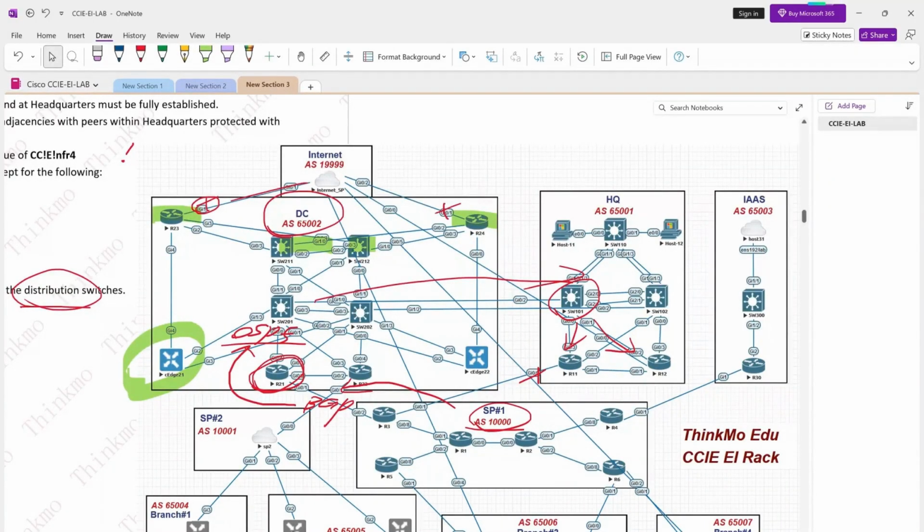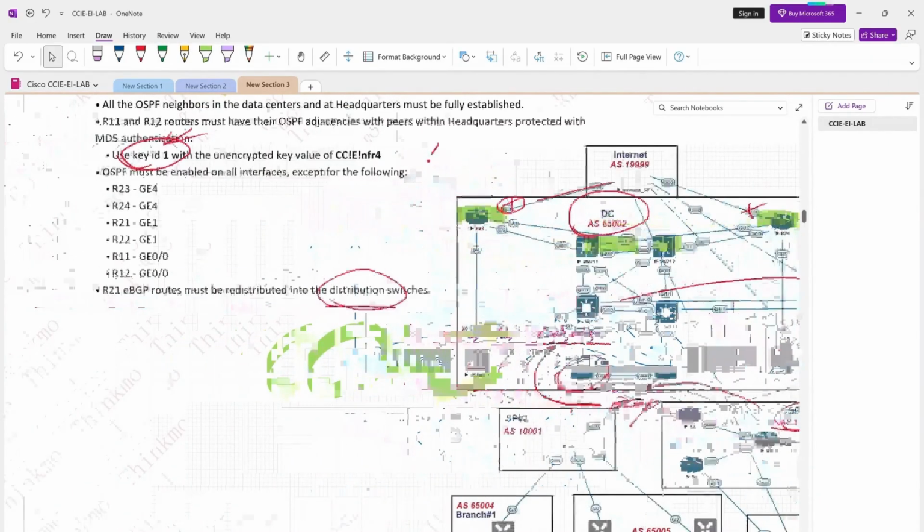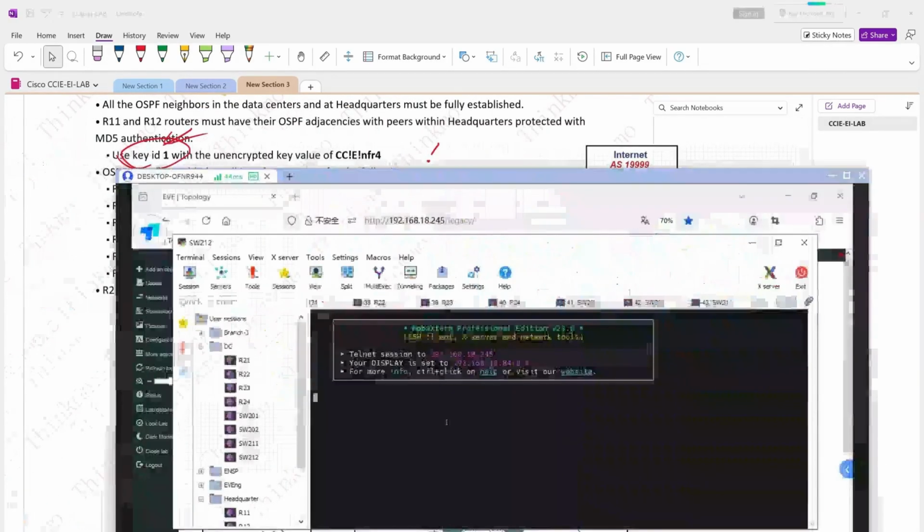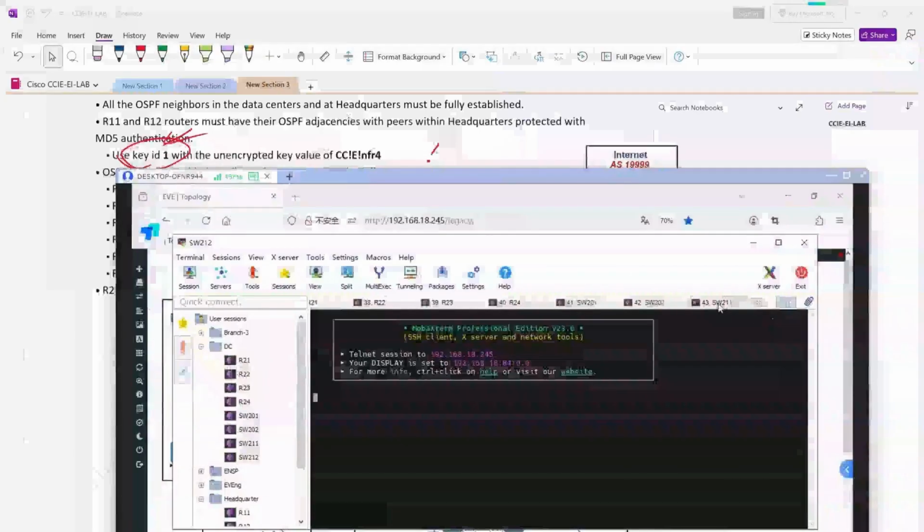All right, that's everything for the current requirements. Let's go ahead and proceed with the configuration. It's very straightforward and simple to complete.